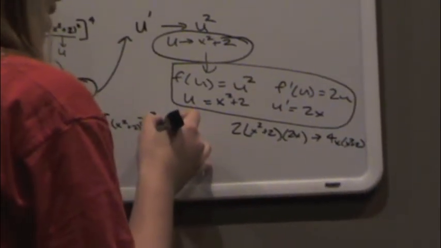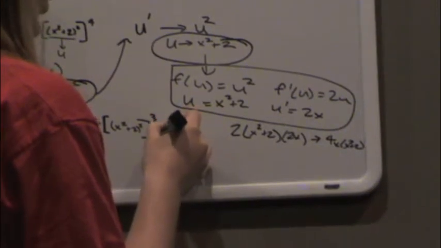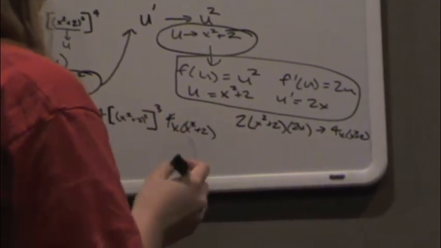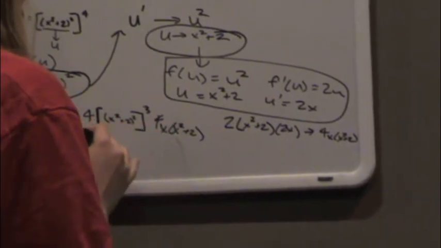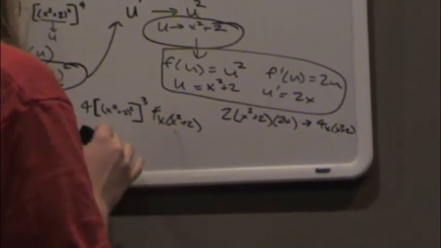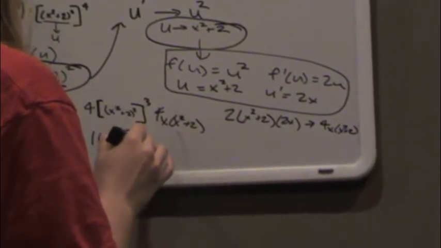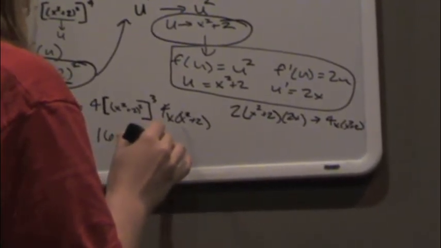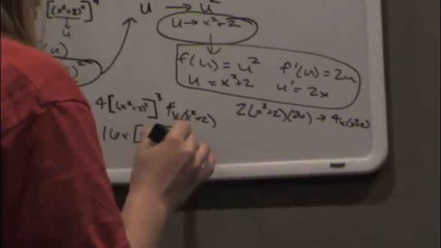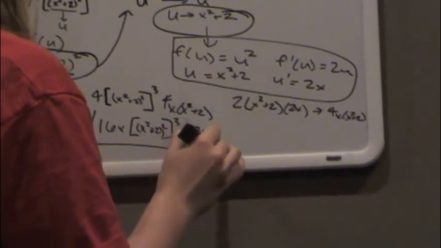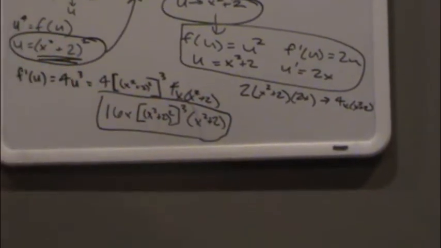So we're going to multiply this times 4x times x squared plus 2. And distribute, so you get 16x times x squared plus 2 squared to the third times x squared plus 2. And that's the double chain rule.